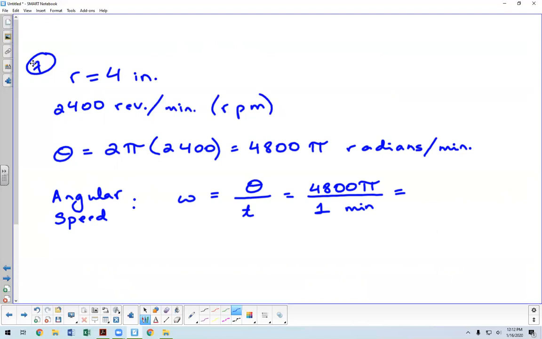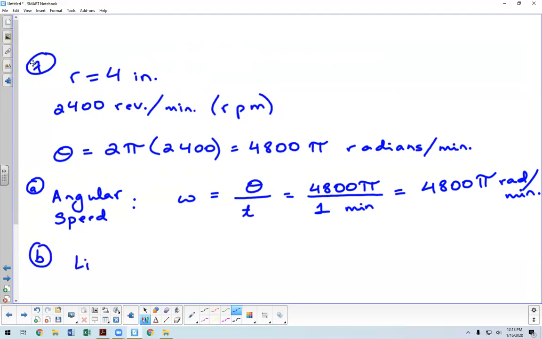4800. Yeah, just like you saw in the example, this will also come out to be 4800 pi radians per minute. And that's because we're still doing this over 1 minute as time, right? So your answer really stays the same as what the theta comes out to be. It really doesn't change. So this guy was part A.